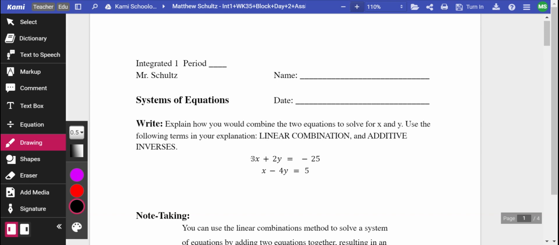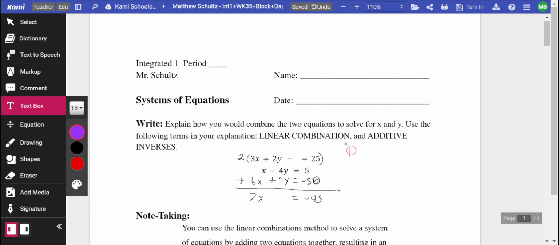That means if we want to get rid of this x, we have to make this like negative 3x. If we want to get rid of the y's, we'd have to make the one on top equal to 4y, because negative 4y plus 4y is 0. So why don't we multiply by 2 to the whole equation? I get 6x plus 4y is equal to negative 50. When I add these two together, I get 7x plus 0 is equal to negative 45.